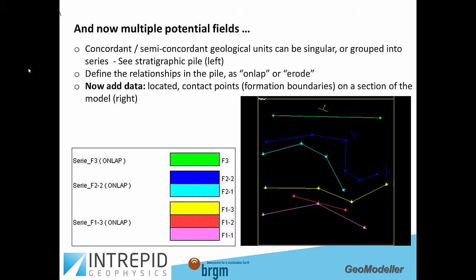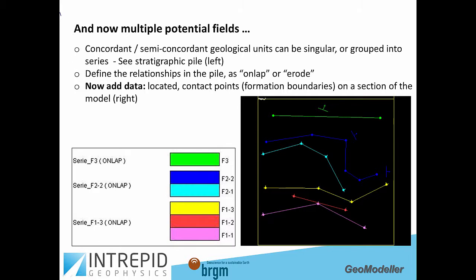And now, considering multiple potential fields altogether, we build up a stratigraphic pile, you see, as part of our user interface, and this allows us to include semi-concordant geological units and group them into what we call series. A potential field method of interpolation happens per series, and this means you can build a pile with onlap or erode relationships which are going to be processed after the interpolation of each separate potential field.